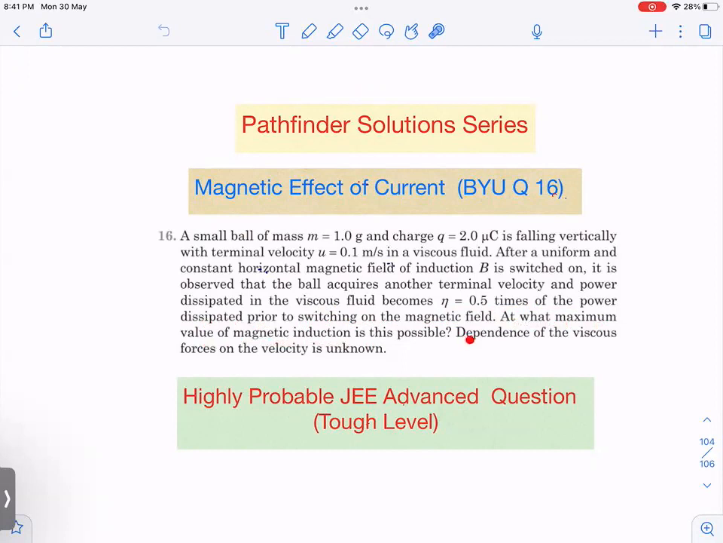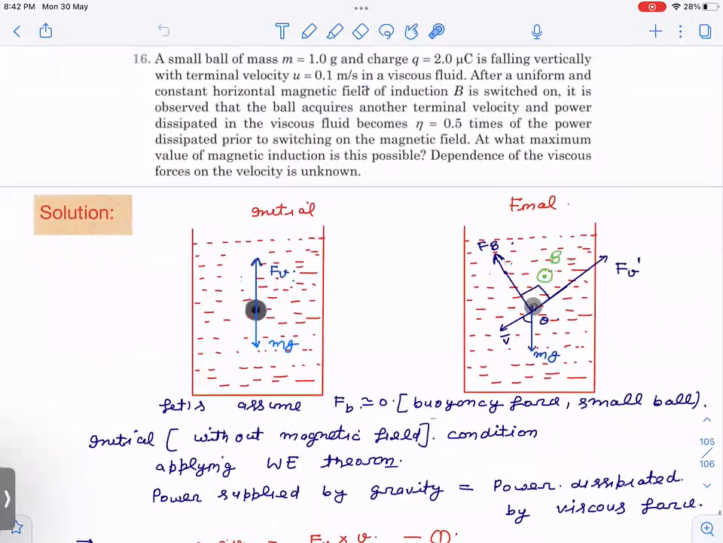And it is given that the dependence of the viscous force on the velocity is unknown. So that means we can't assume any type of viscous force. We can't assume linear variation of viscous force with the velocity, or quadratic or any other variation. So that is unknown, and let us see how we solve this question.